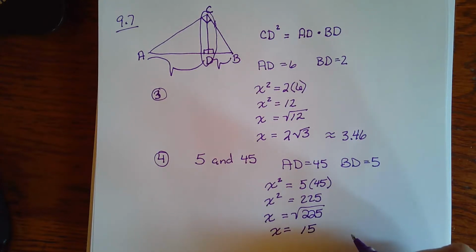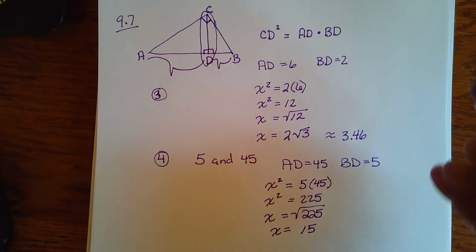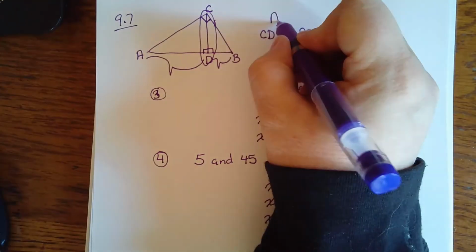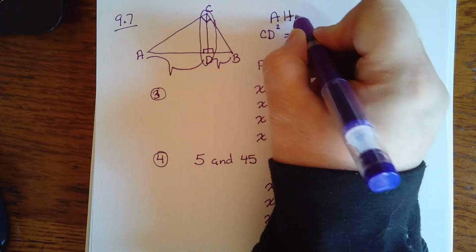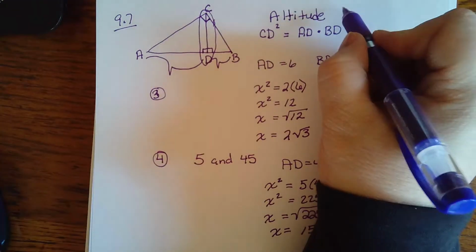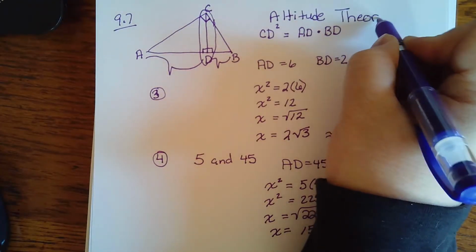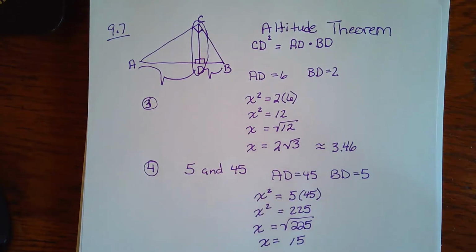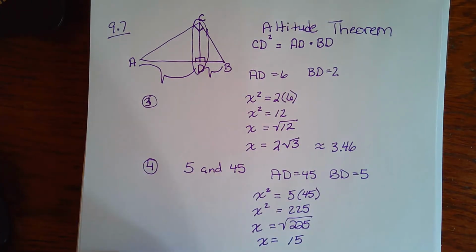So let's write this somewhere that you will see it and recall it. So this right here is dealing with altitudes, and I'll just put this up here. Altitude, and this is your altitude theorem. Okay, so this is geometric mean, but it's dealing with the altitude part of it. All right, so we've talked about the altitude part.